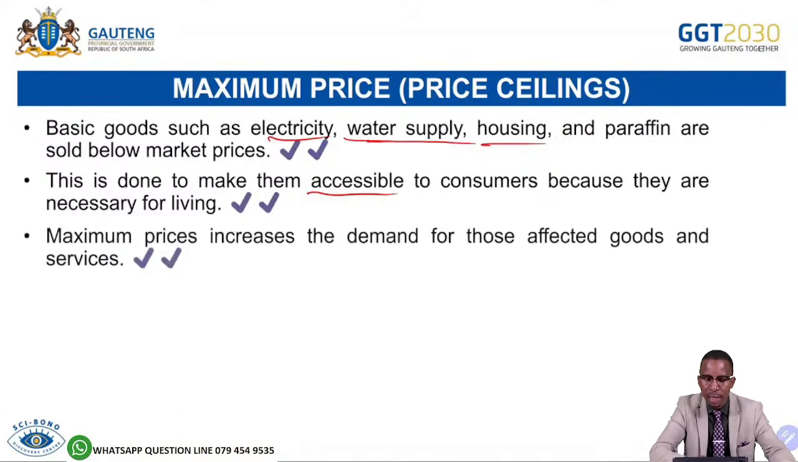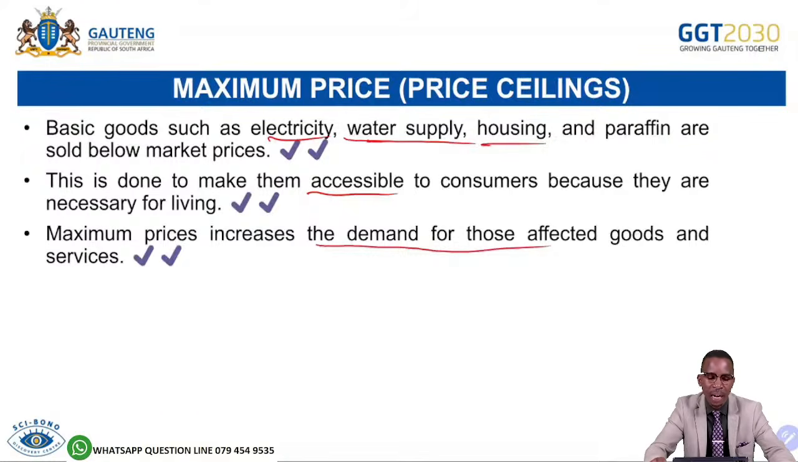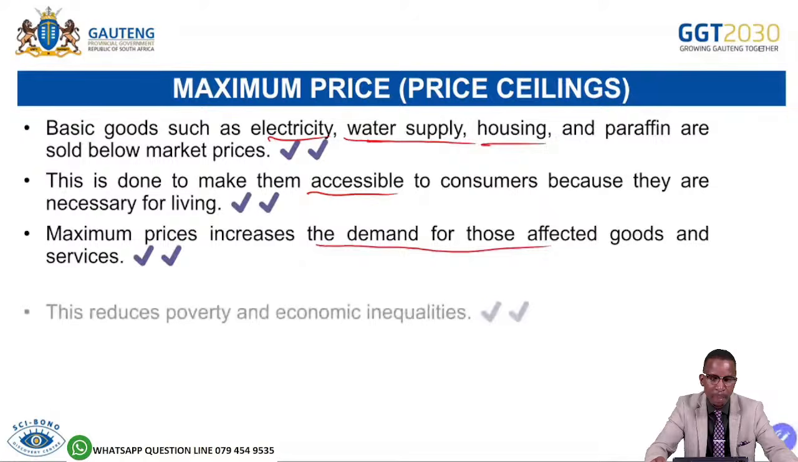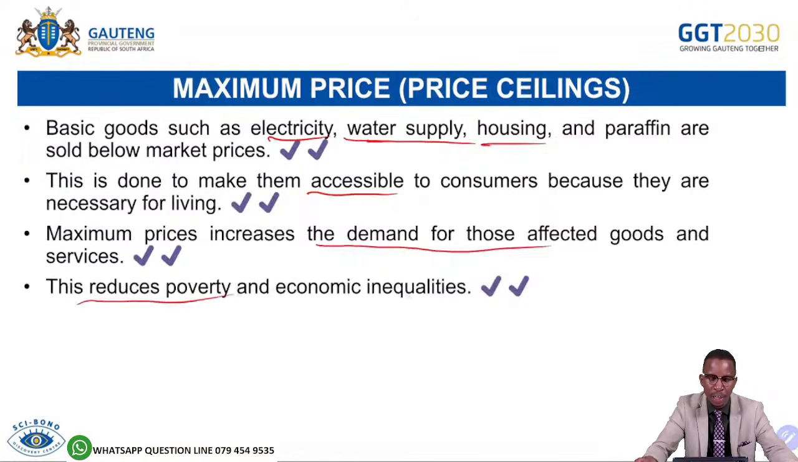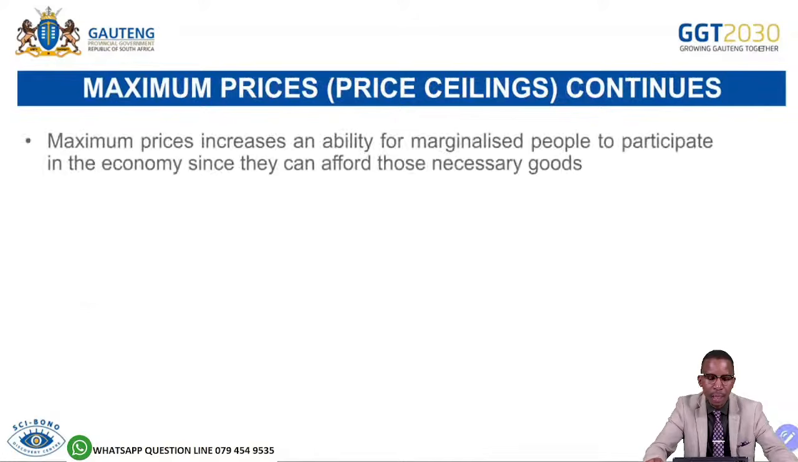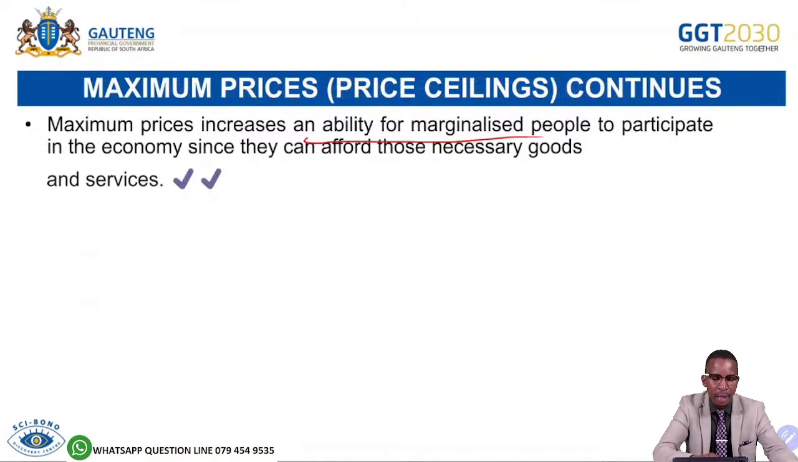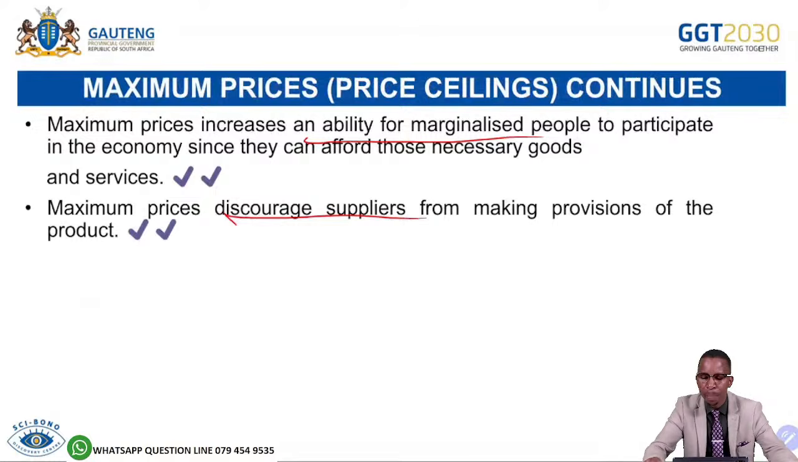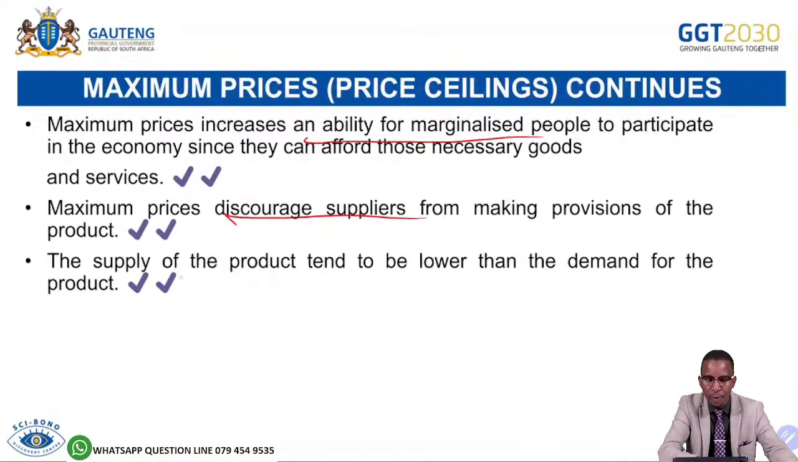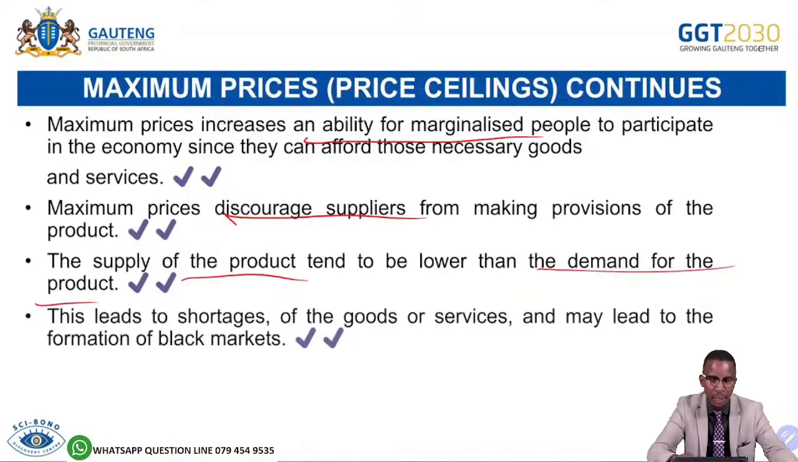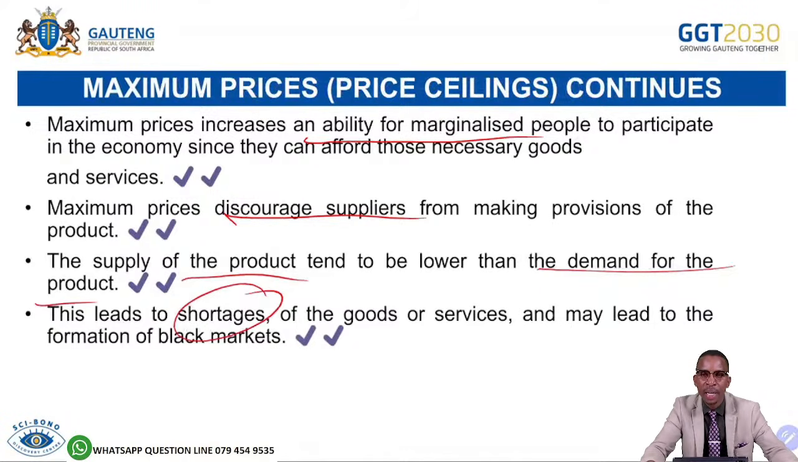Maximum prices increase the demand for those goods and services that are affected. However, it decreases the supply because firms find them not profitable enough, so they supply less. This reduces poverty and economic inequalities. Maximum prices increase the ability of marginalized people to participate in the economy, and also maximum prices discourage suppliers from making provisions of these goods because they are no longer profitable. The supply of the product tends to be lower than the demand for this particular product or service, which creates the market shortage. This leads to shortages of goods and services in the market.